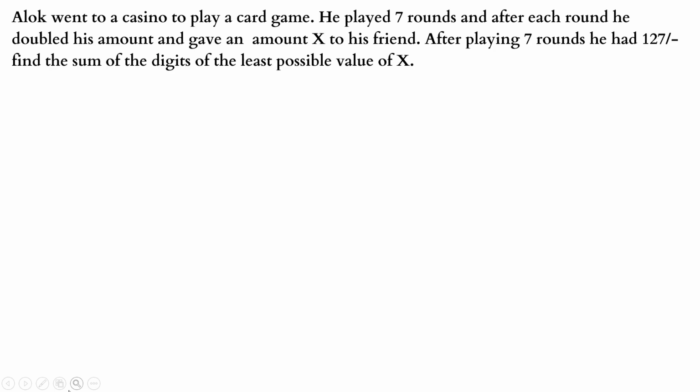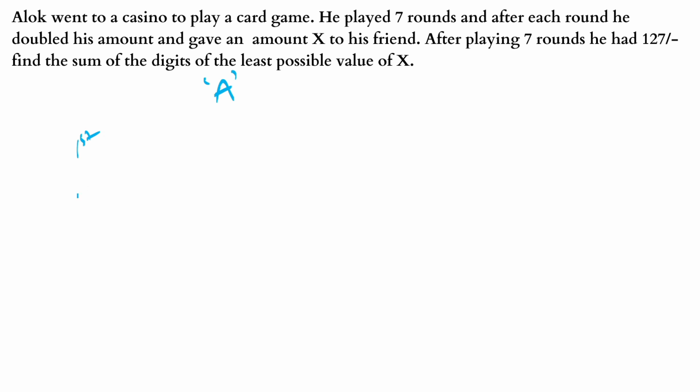Alok went to a casino to play a card game. He played 7 rounds, and after each round he doubled his amount and gave an amount X to his friend. After playing 7 rounds, he had 127 rupees. Find the sum of the digits of the least possible value of X. Okay, let's say the initial amount that Alok had is A, right? Initial amount that he had was A.